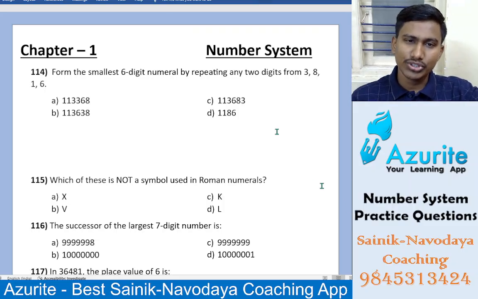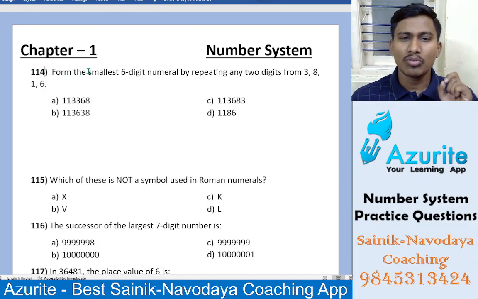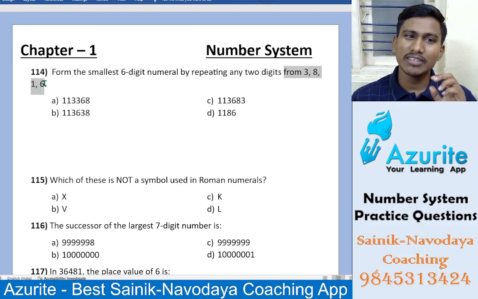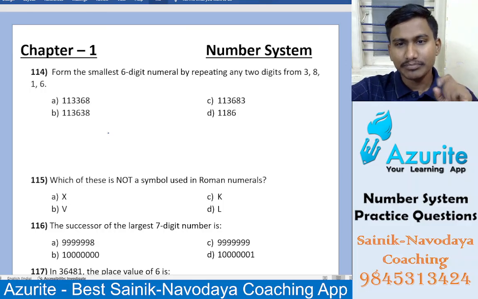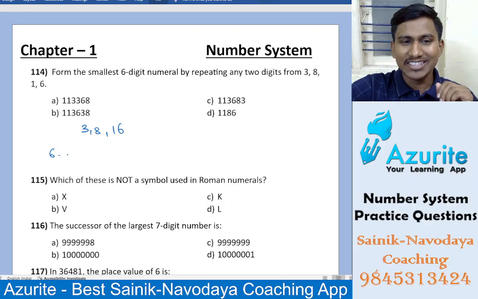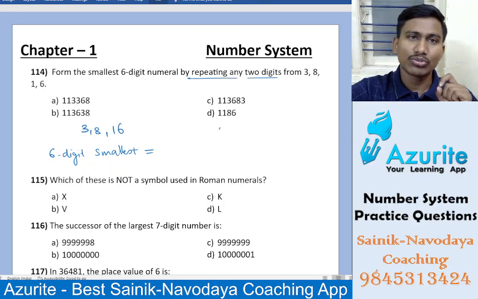If you see the first question: form the smallest 6 digit numeral by repeating any 2 digits from 3816. Why? Because only 4 digits are given, and we have to find a 6 digit number. The given digits are 3, 8, 1 and 6. We have to form the smallest 6 digit number by repeating 2 digits.